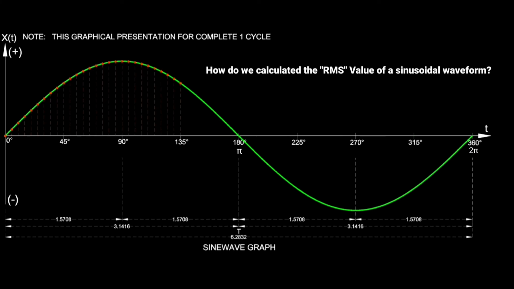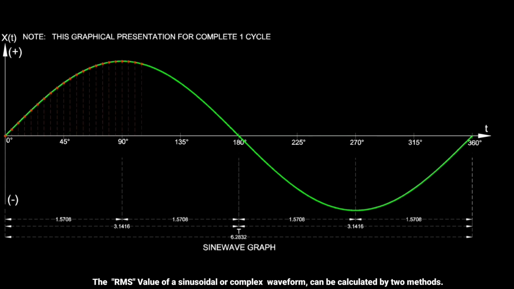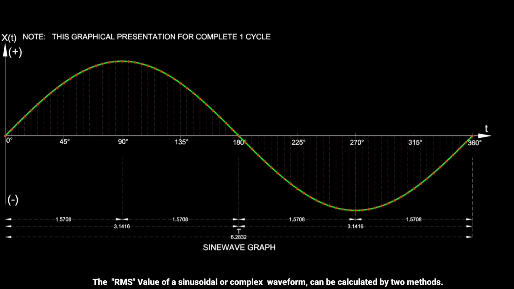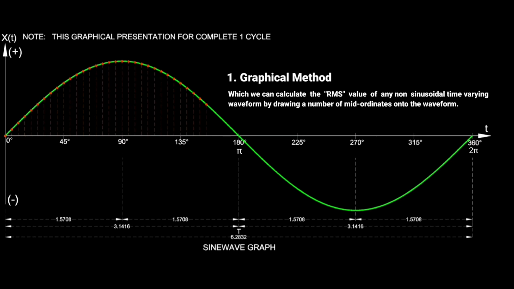How do we calculate the RMS value of this sinusoidal waveform? The RMS value of a sinusoidal or complex waveform can be calculated by two methods. First is the graphical method, with which we can calculate the RMS value of any non-sinusoidal time-varying waveform by drawing a number of mid-ordinates onto the waveform as shown.